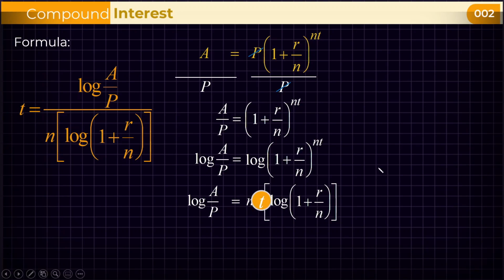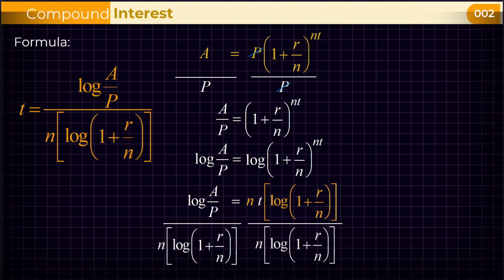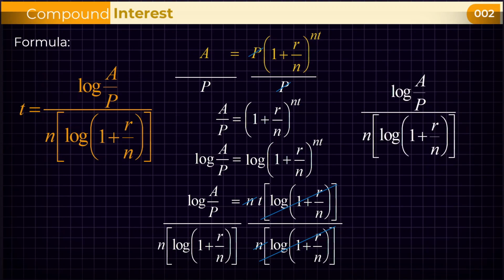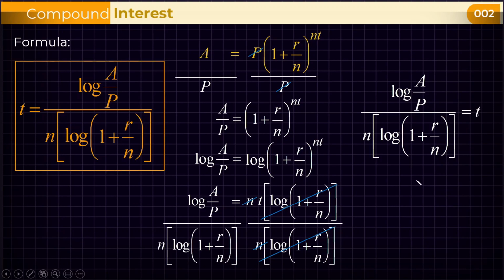Remember that we're going to look for t here, so it's just proper that we divide both sides of the equation by n times the logarithm of 1 plus r over n, and by doing so, we will be able to cancel n and also that expression log of 1 plus r over n, leaving t, which is equal to the left side of the equation, log of A over P divided by n times the log of 1 plus r over n, and that is equal to your t. And so that's how we were able to derive the formula in finding the unknown time.